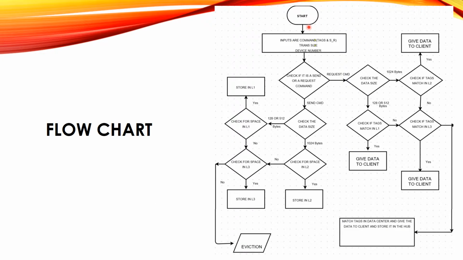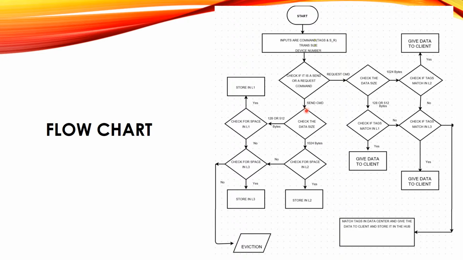Here we can see the flow of our algorithm. In the start, we will get three inputs from the client. The first one will be the command, then the transaction size and the device number. The command will give us the tag and whether it is a send or a request. It will check if it is a send or a request.